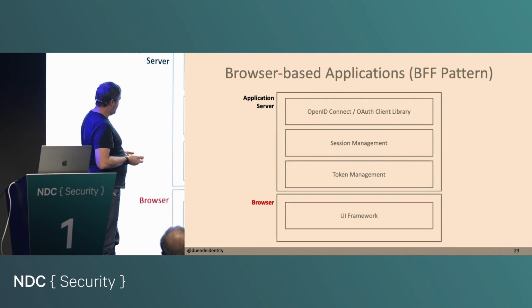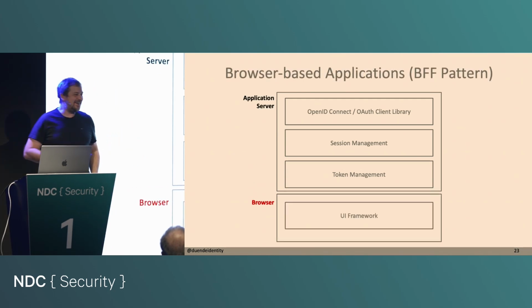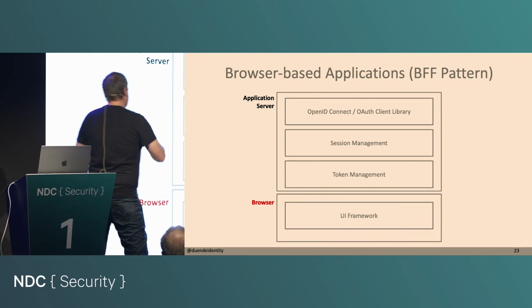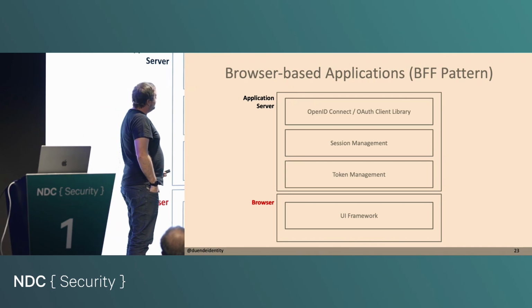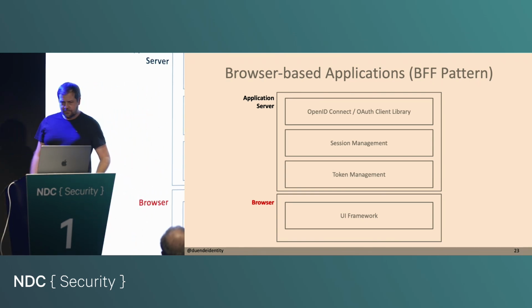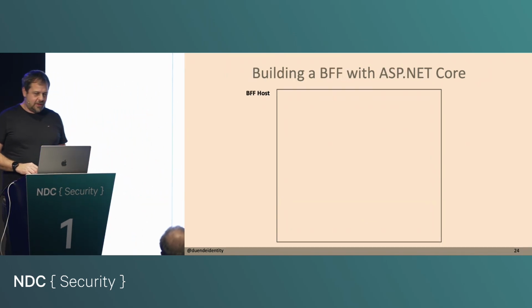Watch this nice animation. Okay? We are separating the concerns. Yeah? In the browser, you have the UI framework doing all of the flashy stuff, and then all of the security stuff is going to the application server. Yeah? Okay. So how does it work?